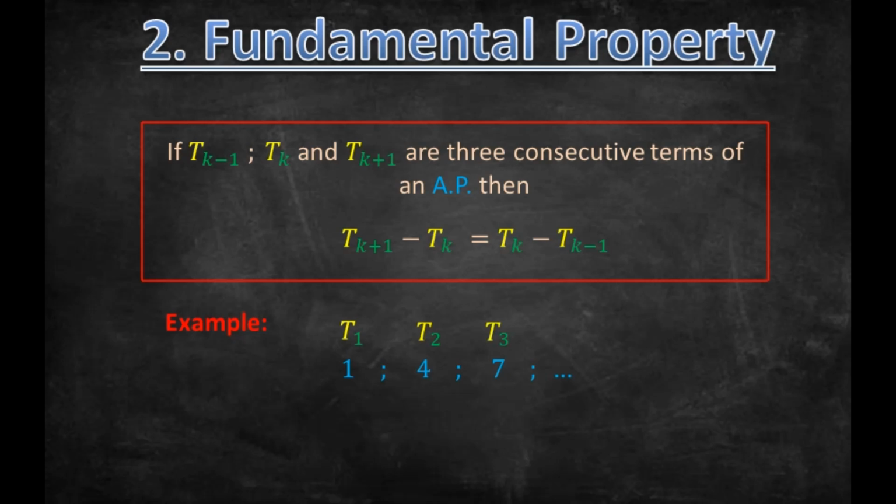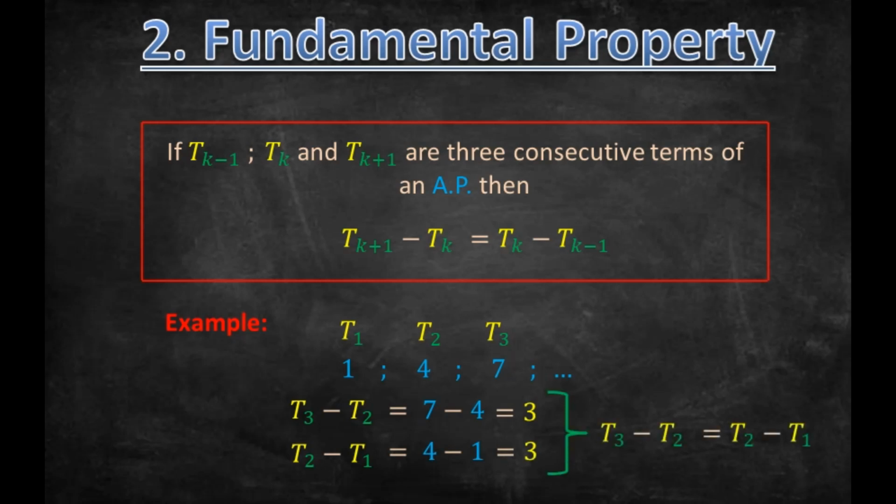Then t3 minus t2 is equal to 7 minus 4, and this is equal to 3. And t2 minus t1 is equal to 4 minus 1, which is also 3. So from this we can see that t3 minus t2 is the same as t2 minus t1.